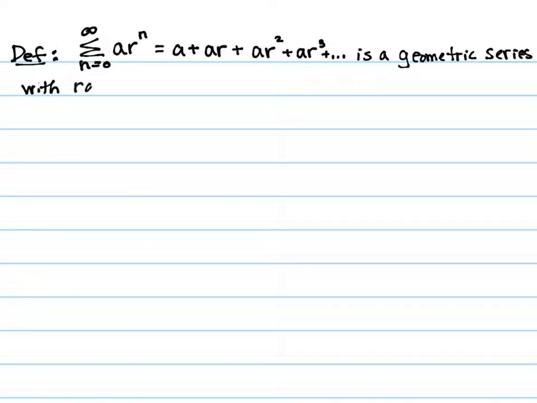With ratio r. And the only thing that r cannot equal is 0. If r were to equal 0, everything after the first term a would cancel out because it would be multiplying by 0 or a power of 0. It wouldn't be a very exciting summation.